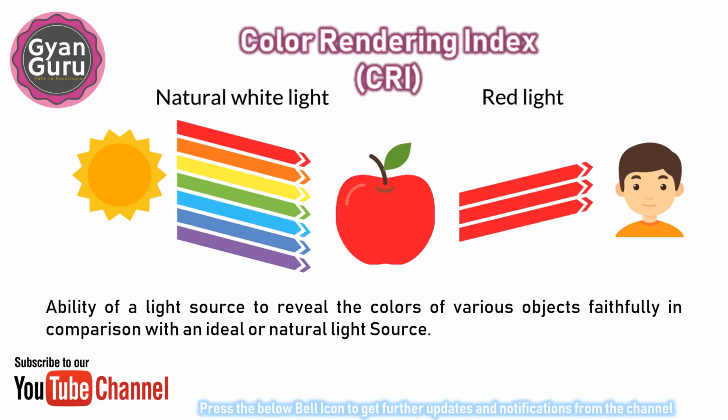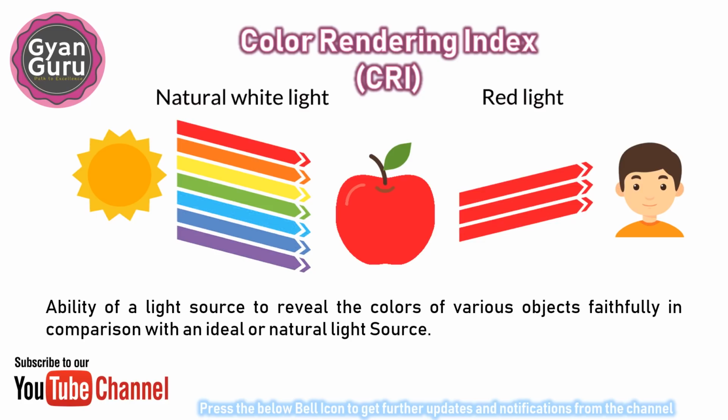CRI represents how good a light is at rendering the colors of an object when it falls on it, and how true the color of that object can be reproduced. See the image shown here. We all know natural light such as sunlight is a combination of all the colors of the visible spectrum. The color of sunlight itself is white, but the color of an object under the sun is determined by the colors that it reflects. Here the red apple appears red because it absorbs all colors of the spectrum except red. Only the red wavelength is reflected by the apple, due to which the apple appears red.